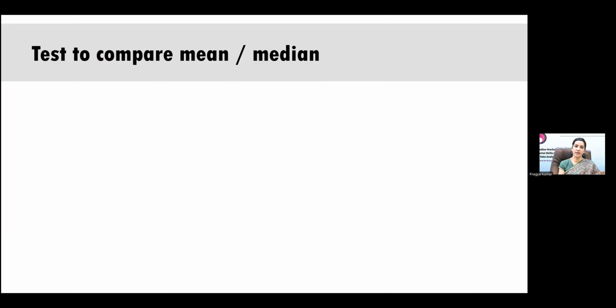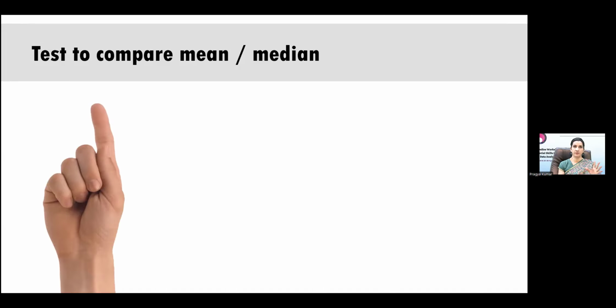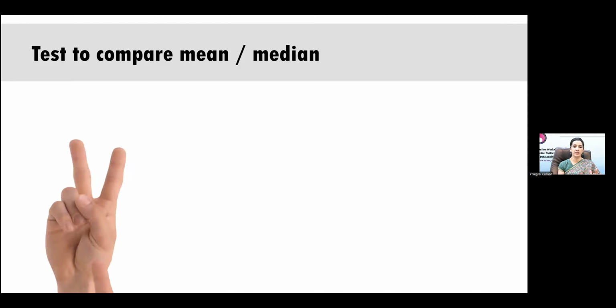by this time we have learned the association between categorical variables, then the association between continuous variables, which was the correlation, and we have learned the descriptive statistics. So now another type of test in inferential statistics is the group of t-tests.